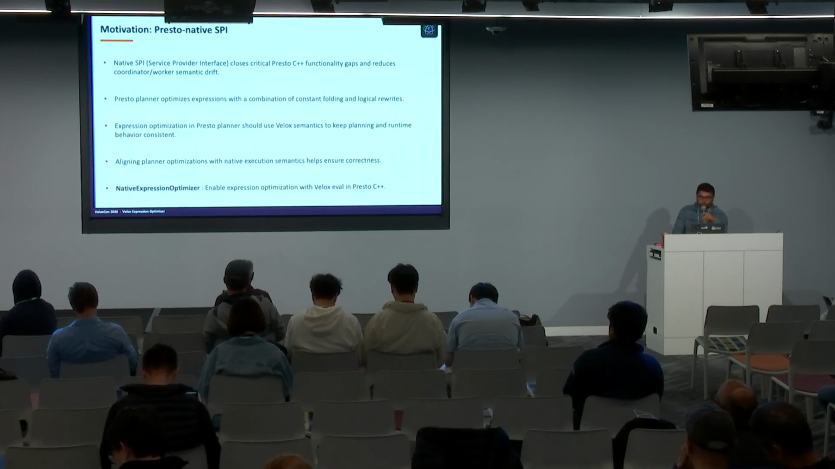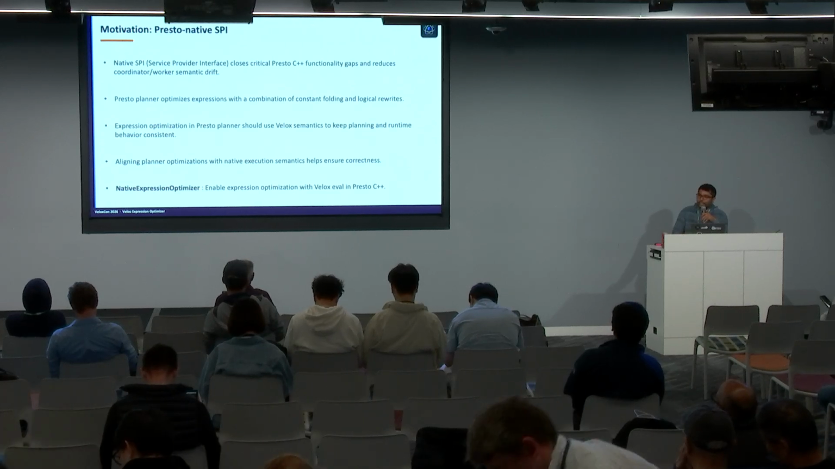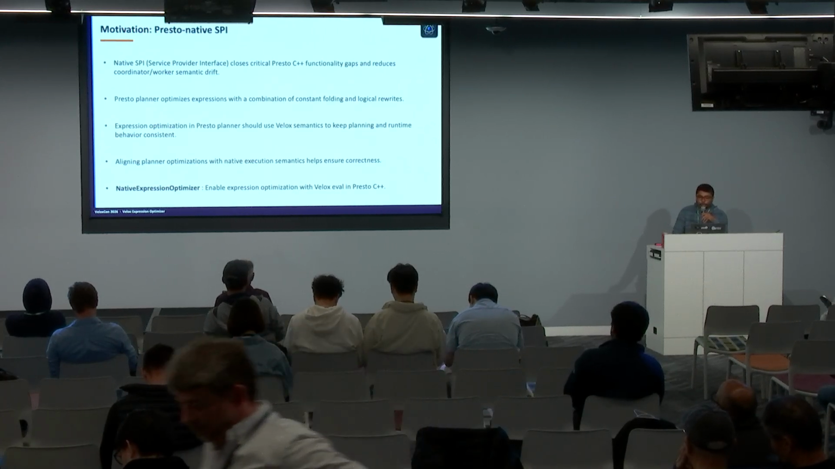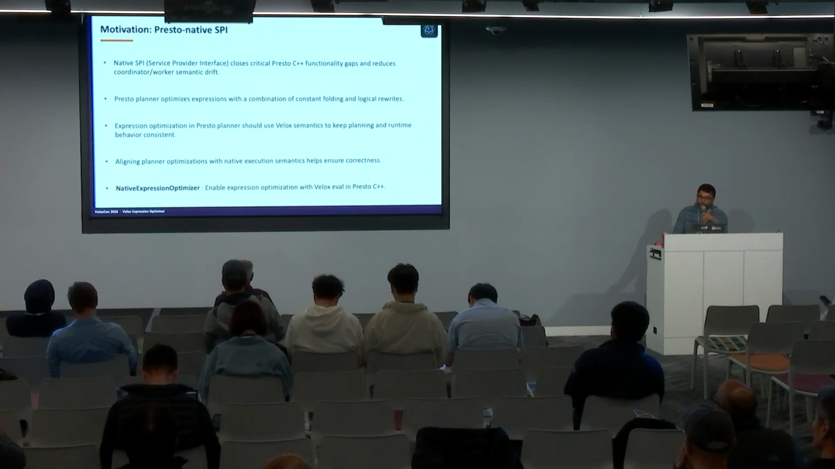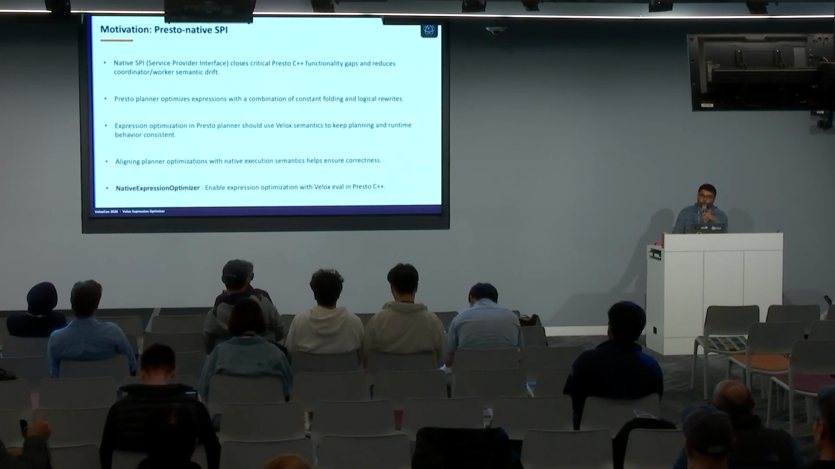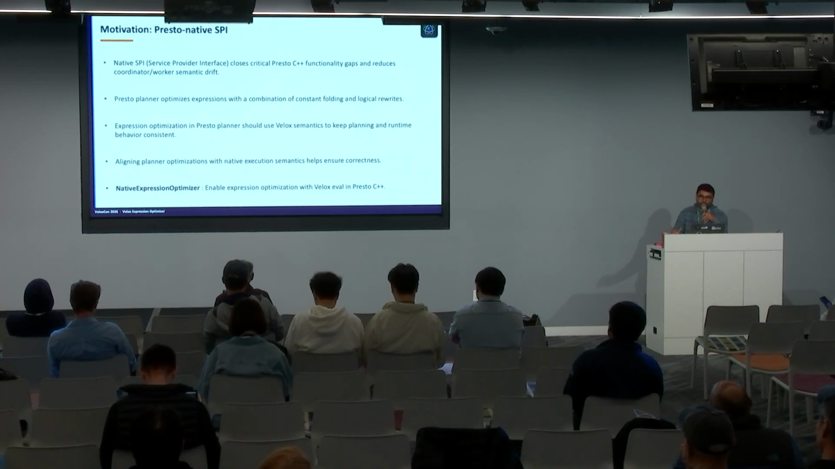Okay, let's start with the motivation. Last year, the Presto team at IBM proposed a native SPI for Presto C++ in order to close certain critical functionality gaps that we noticed in C++ and to reduce correctness issues that were resulting from having a split brain between a Java-based coordinator and C++-based workers. I won't go into much detail about the native SPI. There's a detailed RFC in Presto, but essentially the goal is to extend Presto's plugin interface to be able to customize the Presto coordinator functionality in C++ clusters.